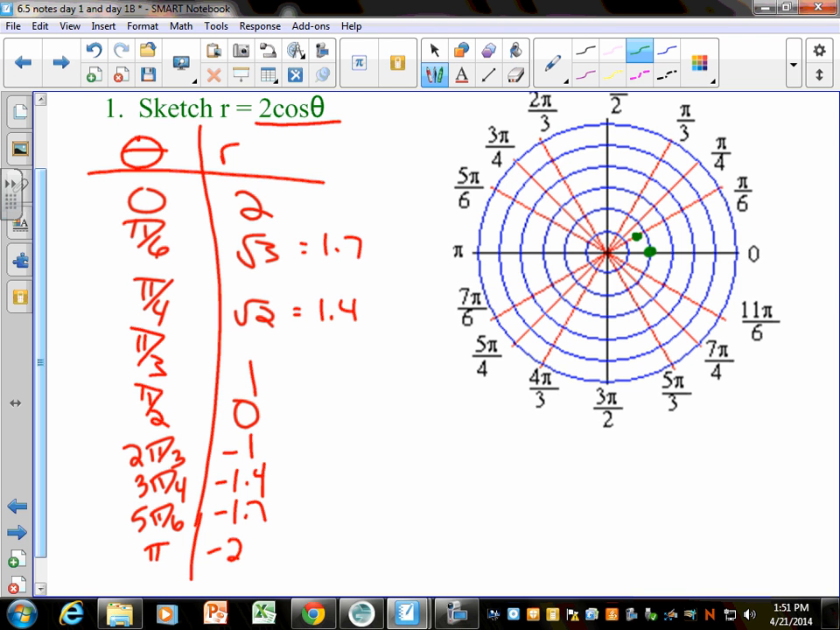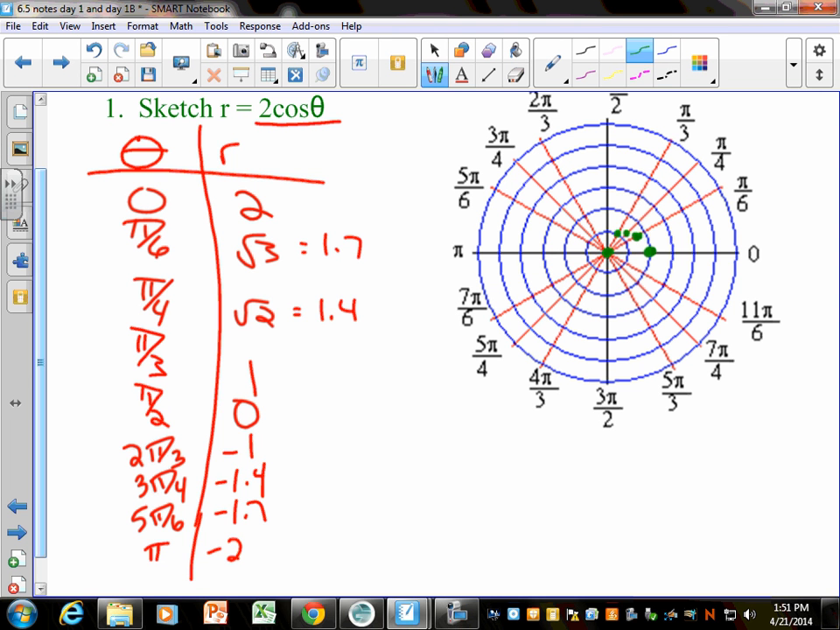Maybe I should be making smaller dots because my dots are gigantic, but that's okay. And then at pi fourths, it's at 1.4, so that should be a dot. Dots are getting smaller. And then at pi thirds, it's at 1, so it's like right there on the first circle. And then how do I graph at pi halves? I'm at a radius of 0. Where's that point going to be? Yeah, it's origin, or the pole, also known as.